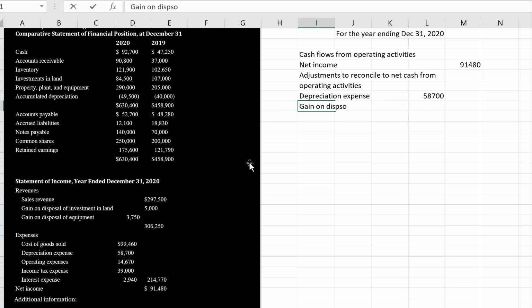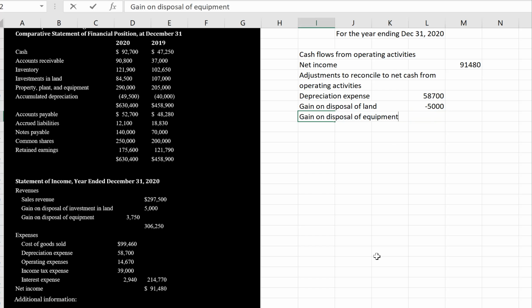And when I say add it back, what I mean is disposal of land. So it's a gain, so it's adding to our income. So we actually need to take it out because what we're trying to do is make it so that it doesn't have an impact on net income. And the gain here is 5,000. Okay, then we've got a gain on disposal of equipment, and it's the same thing.